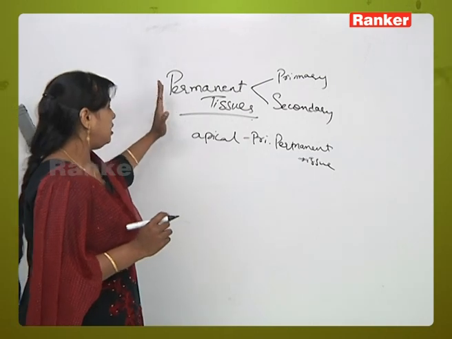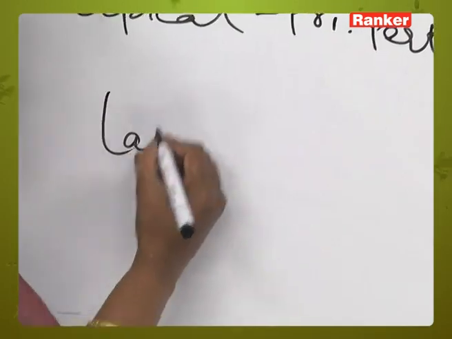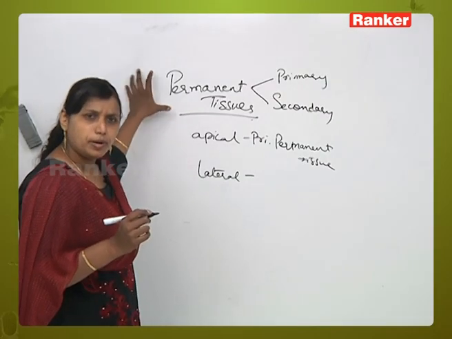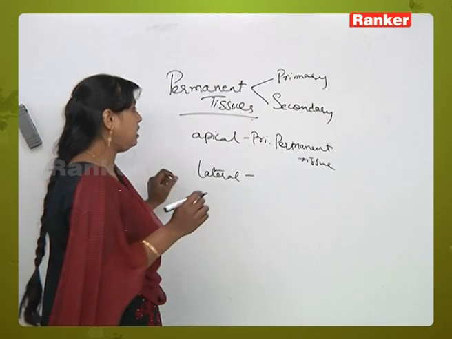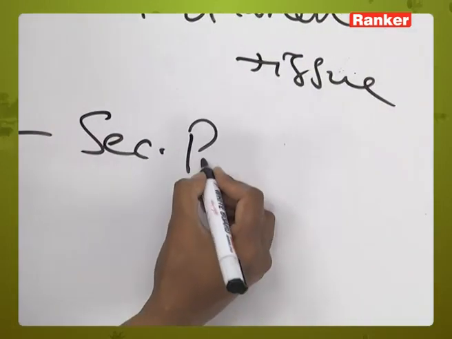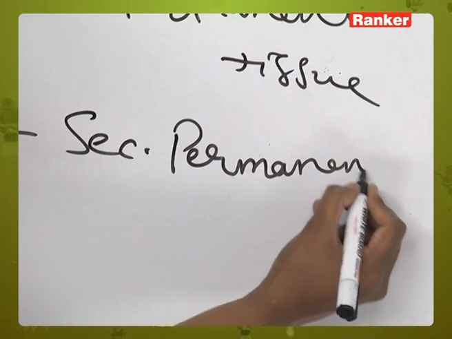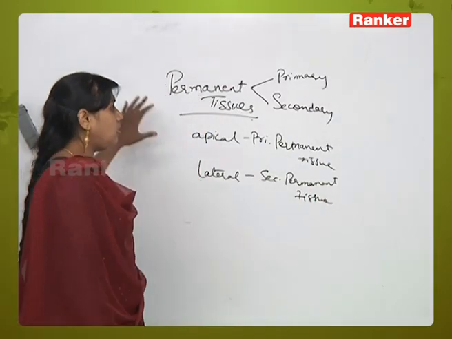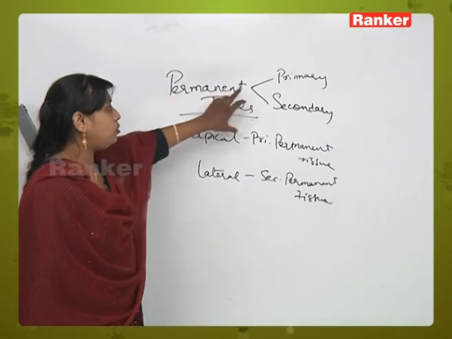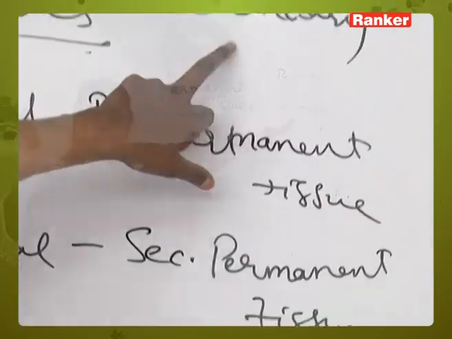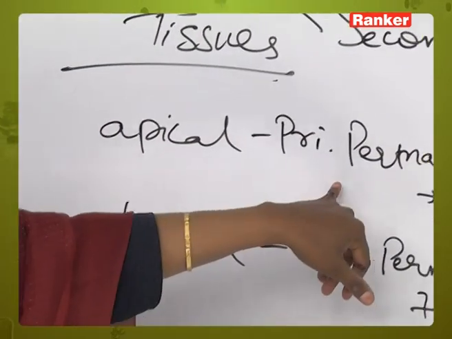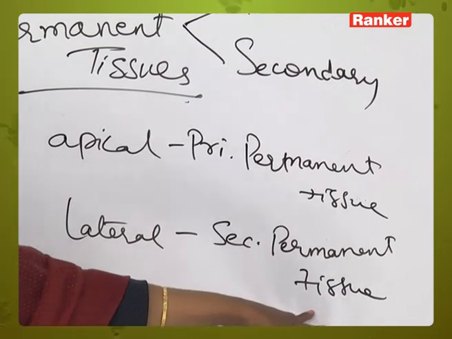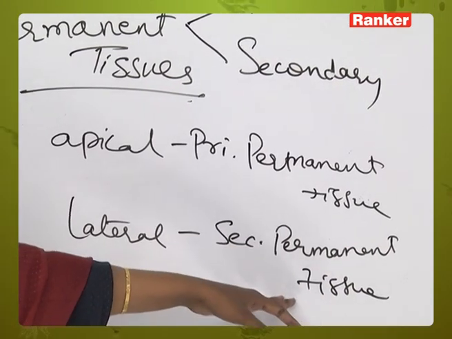If we see the development of a permanent tissue from the lateral meristems, then that is called secondary permanent tissue. So permanent tissues are again of two types, primary and secondary. A permanent tissue arising from the apical meristems is primary permanent, and from the lateral meristem, as we studied earlier, is called secondary permanent tissue.